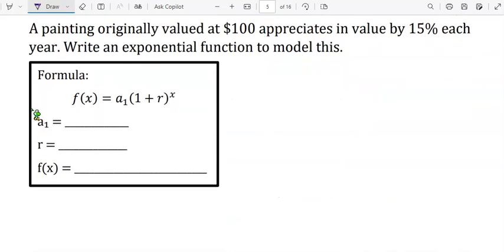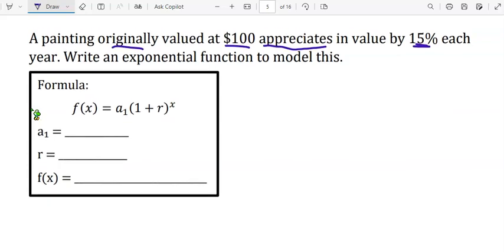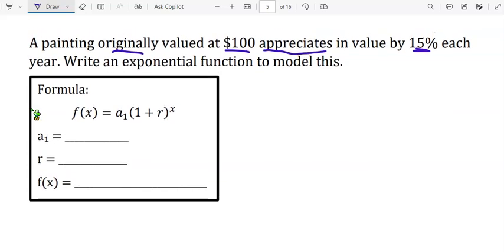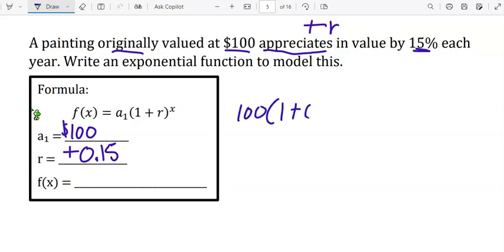A painting originally valued at $100 appreciates in value by 15% each year. Write an exponential function to model this. A1 is the initial value, that's $100. R is going to be positive since it appreciates, so it's going to be plus 0.15. Plug that into the formula. 100 times 1 plus 0.15 to the x power.